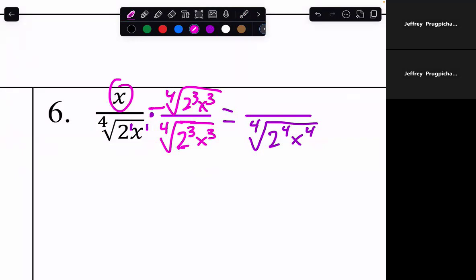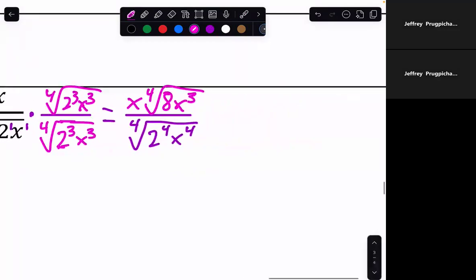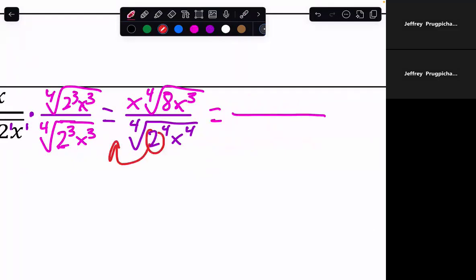So the x in front just stays in front. 2 cubed cannot move outside, so I'm just going to turn it back into 8. And then in the denominator, again, the whole point was to move everything out. So the 2 and the x move out.